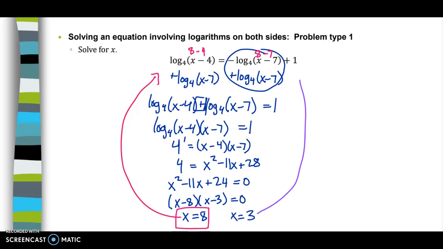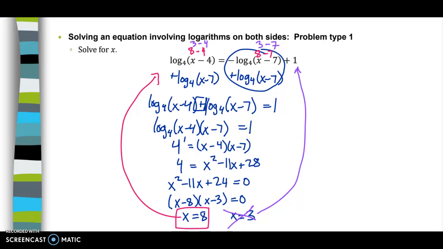But now let's plug in 3. When I plug in 3, I'll get 3 minus 4. Uh-oh, that's the log of negative 1. That's not going to work. If I plug in 3 here, I get 3 minus 7. Uh-oh, that's the log of negative 4. That's not going to work. So 3 is not a valid solution because I can't take the logarithm of a negative number. Right? So there's one example.